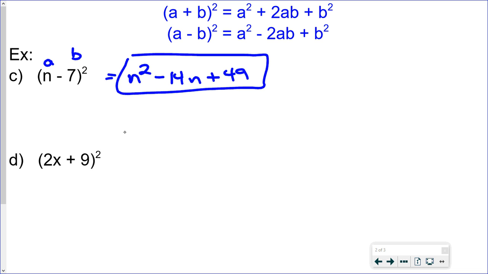Again, if you're comfortable with this and you're not showing as much work, then it goes a lot quicker. This one's going to be a plus. So a squared is 4x squared, 2x times 2x. This time plus 2 times a times b, so 2 times 2x, that's 4x, times 9 is 36x. And then plus 9 times 9 is 81.